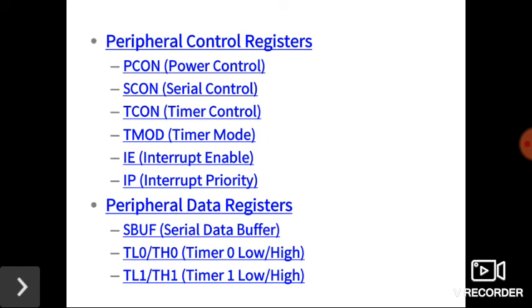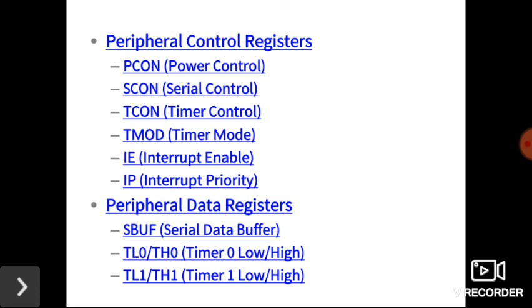Okay, next one is timer control, TCON. Timer control is used to start or stop the timer of the 8051 microcontroller. It also contains bits to indicate if the timer has overflowed. The timer control special function register also consists of interrupt related bits.